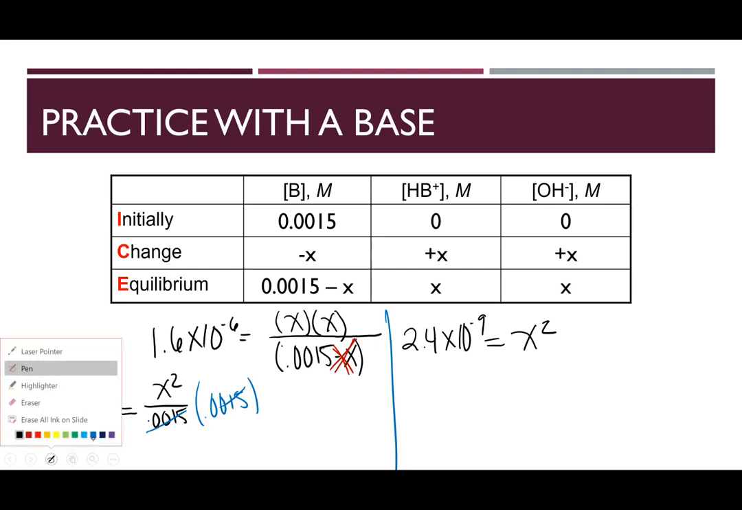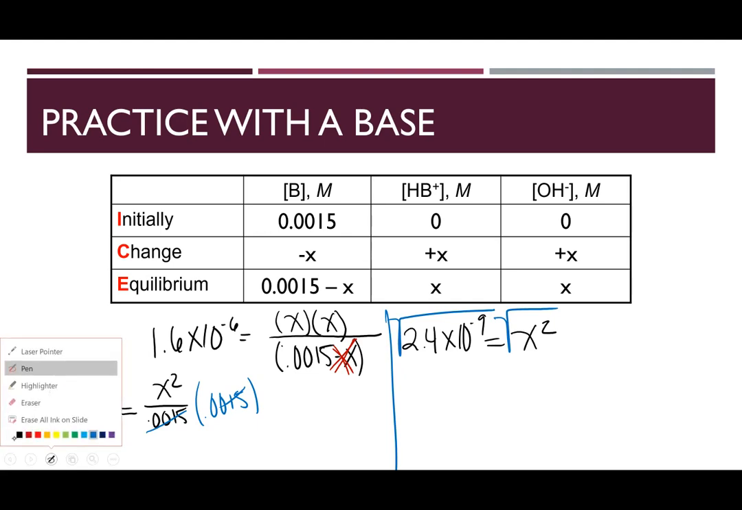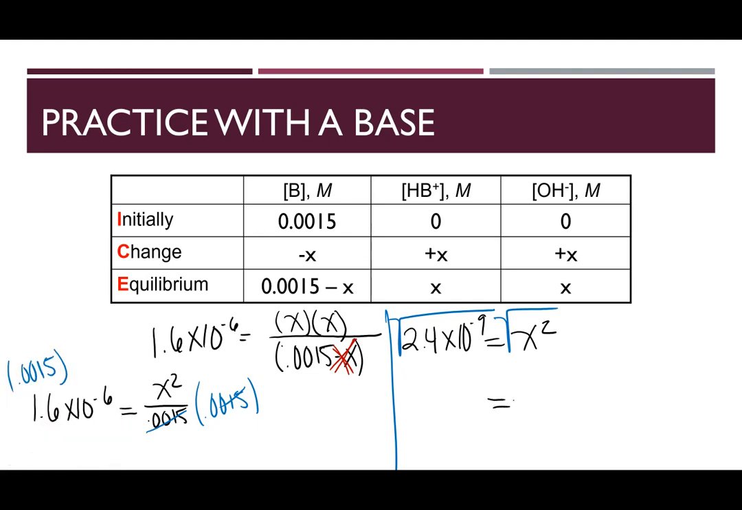And then to solve for just a single x, we're going to take the square root of both sides. So I get that x equals 4.89 times 10 to the negative 5th.